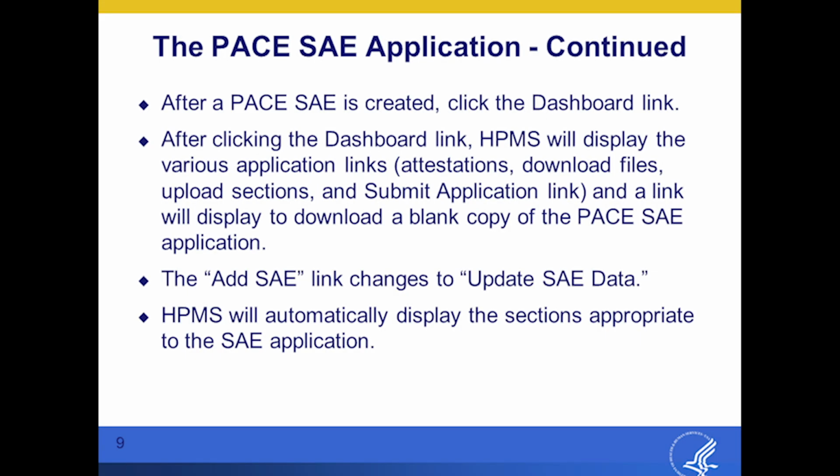Additional information about PACE SAE applications. After a PACE SAE is created, click the Dashboard link. After clicking the Dashboard link, HPMS will display the various application links, including attestations, download files, upload sections, and the Submit Application link. A link will also appear to download a blank copy of the PACE SAE application. The Add SAE link changes to Update SAE Data. HPMS will automatically display the sections appropriate to the SAE application.